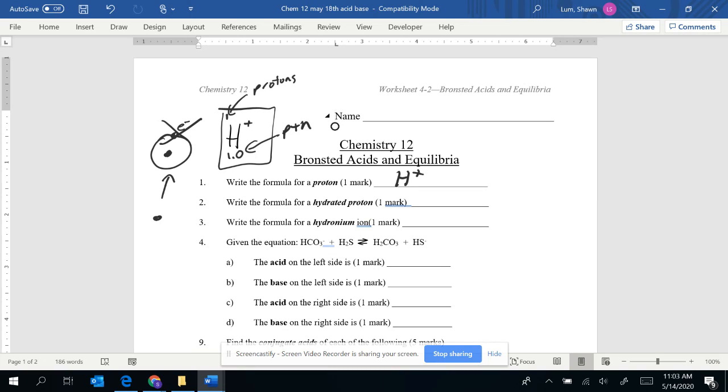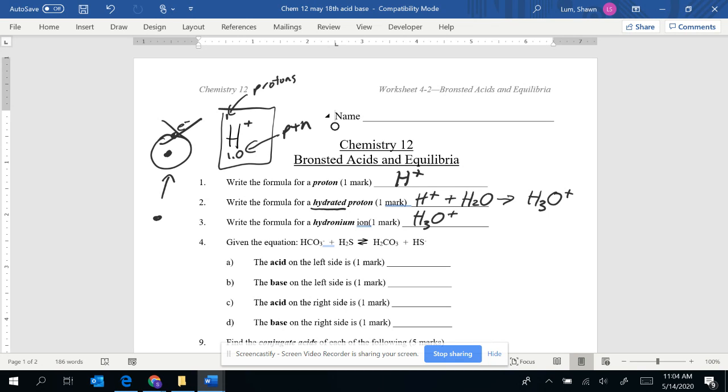Now, a hydrated proton. What's the formula for a hydrated proton? Hydrated means adding water to this. So you just take your H plus and your water, and that makes H2O plus an H plus, that makes H3O plus. This is a hydrated proton. Another term for a hydrated proton is the hydronium ion, H3O plus, just like that.